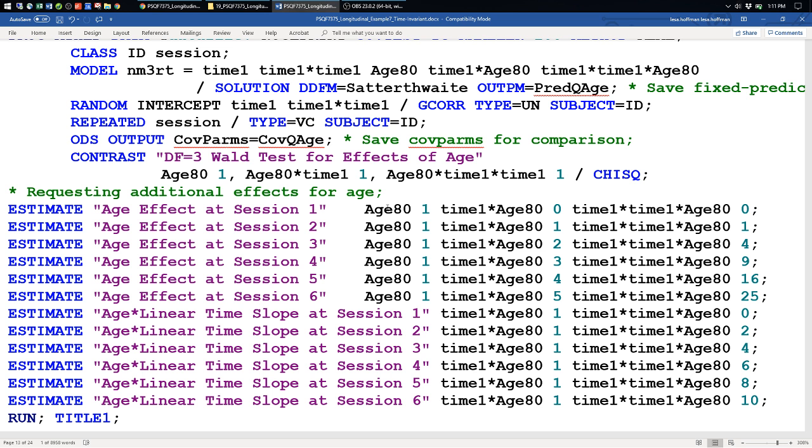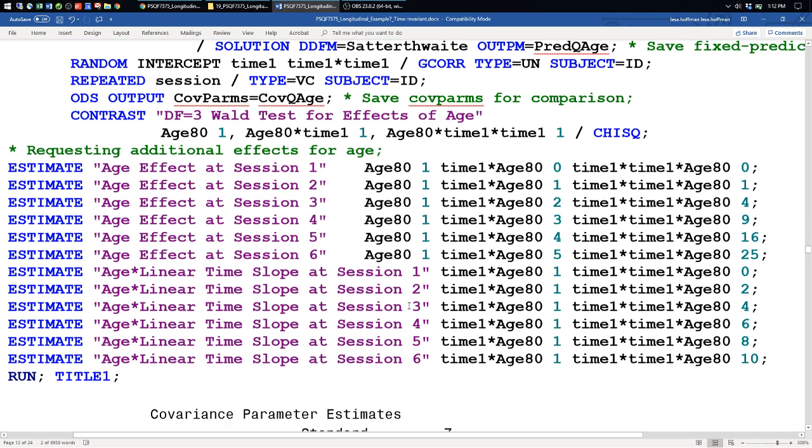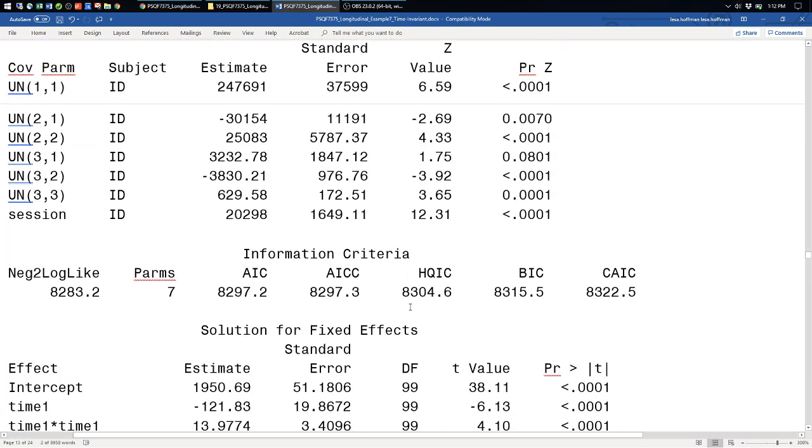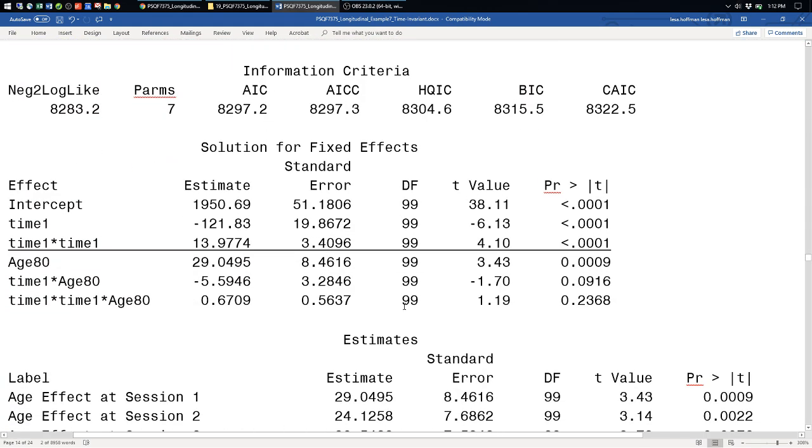Another way to talk about it, though, is to focus on the effect of age and how it changes over time. How it changes over time is a function of 2 things, not 1. So it can be tricky to explain that. So that's why I wanted to explicitly do an example with quadratics so that we get some practice. So let's take a look.